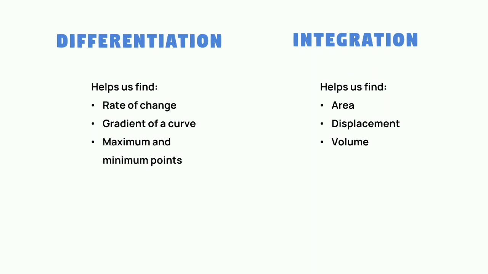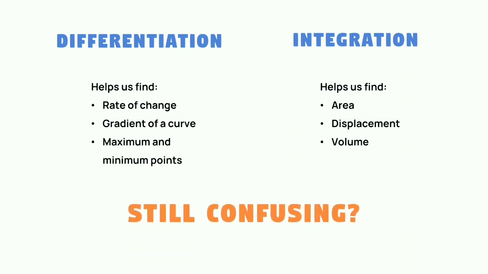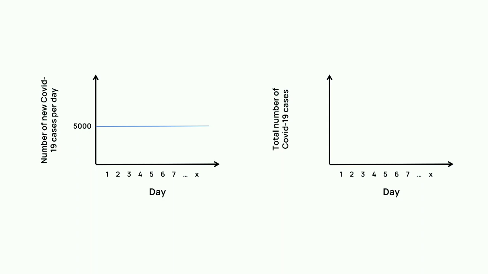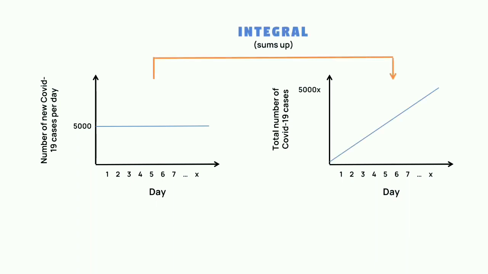These two concepts may still be extremely confusing, so let's take a look at a practical example so you can see what we mean. Now let's say that per day, there are exactly 5,000 new COVID cases, and this goes on for X days. Then, summing this up, we can find the total number of cases from day 1 to day X. Since per day there are 5,000 new cases, the total number of cases from day 1 to day X is simply 5,000x.